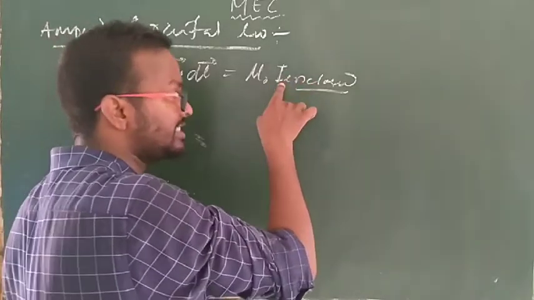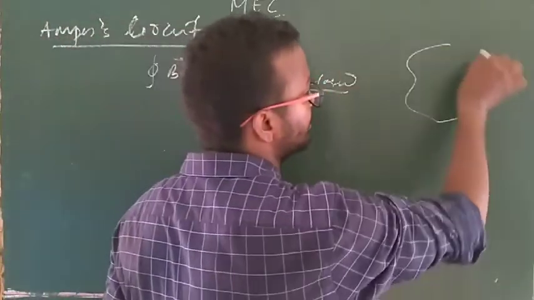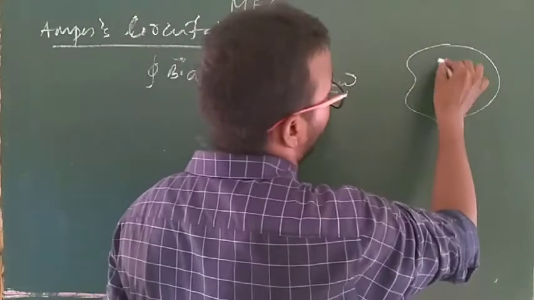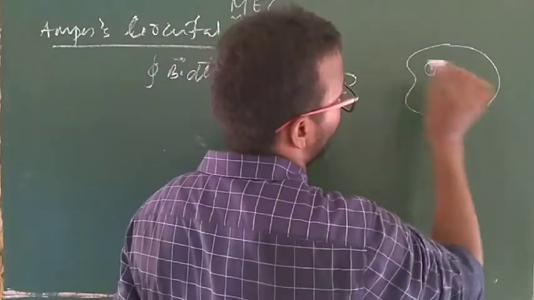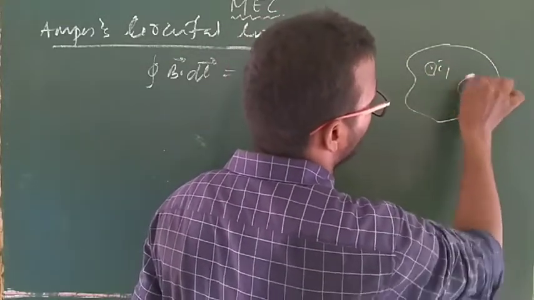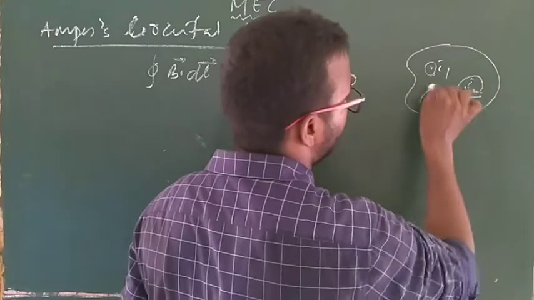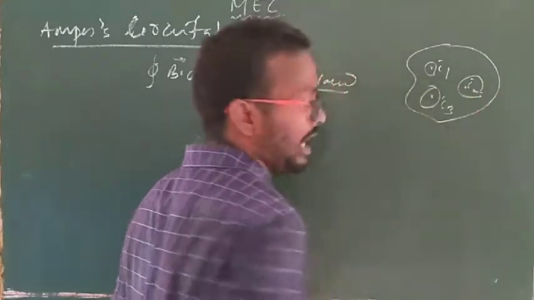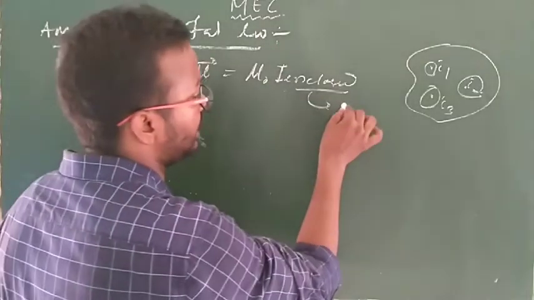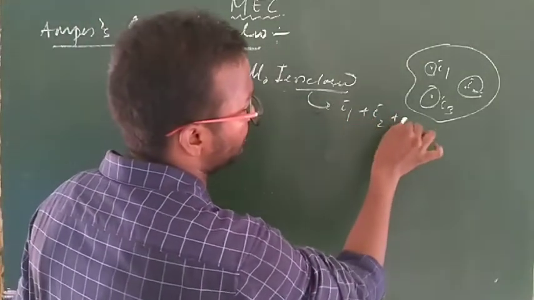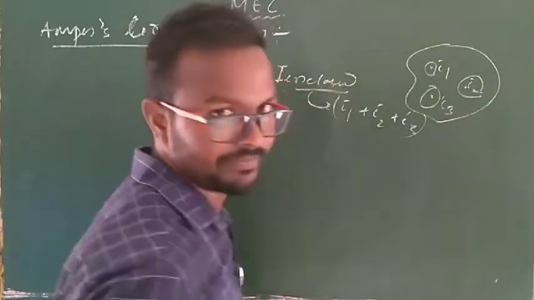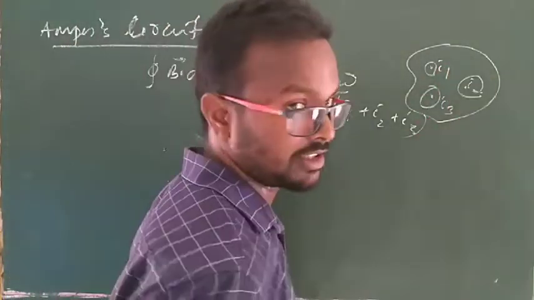I enclosed means total. Suppose this is the Amperian loop, and there is I1 which is in the outward direction, there is I2 which is also outward, and I3 which is also outward.